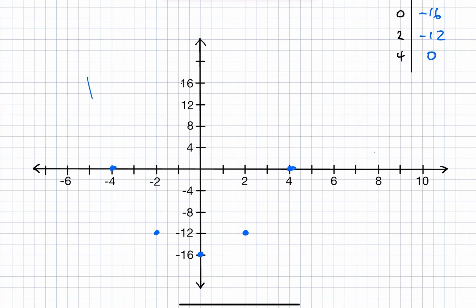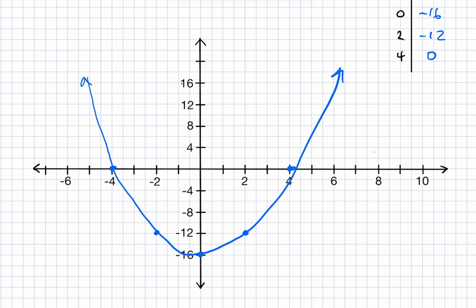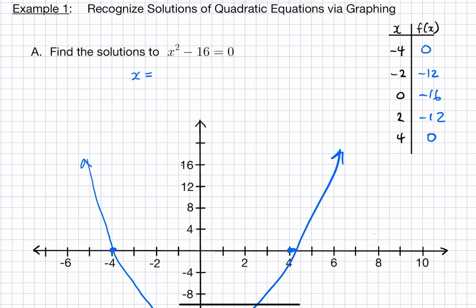Okay. So if you were to graph this parabola, we see that the graph intersects the x-axis at -4, 0 and at 4, 0. Okay, so our solution here then would be x is equal to -4, or x is equal to 4. So both those x values make this function equal to 0.